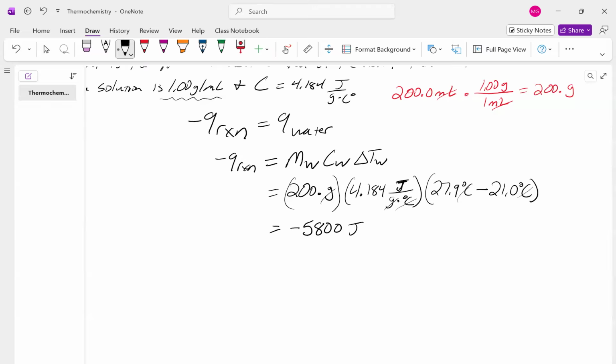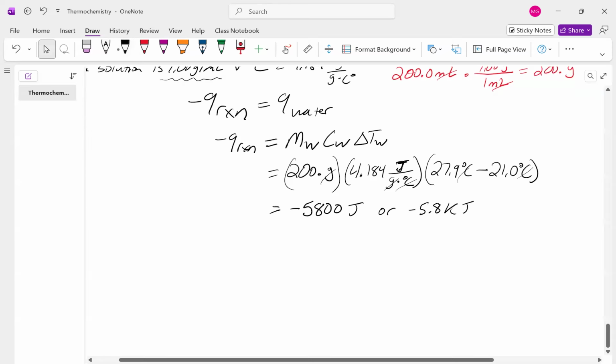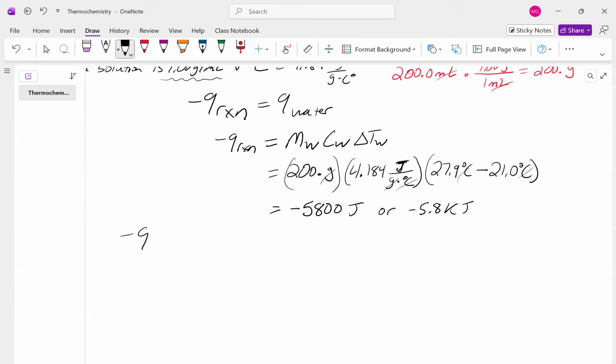Notice the sign there. The sign's important. I'll explain why in a second. Or if we want to put this in kilojoules just to make it a little bit easier to read, that's negative 5.8 kilojoules. Now the sign is important. Okay? Don't just ignore the sign, because a negative Q means that the reaction released heat into the water.